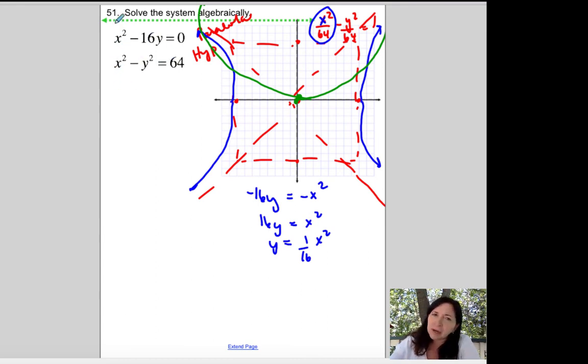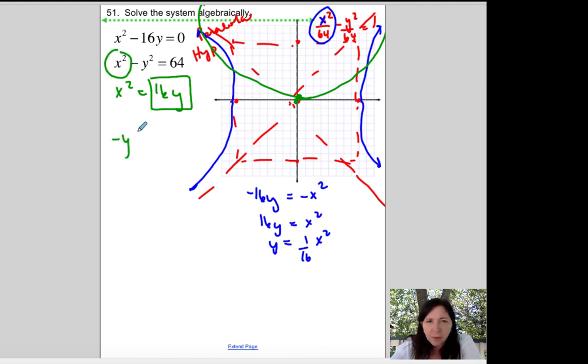I have an option. I can subtract the equations so that my x squared terms leave, or I could say x squared is equal to 16y, and then plug it into this equation. Then I would have negative y squared plus 16y minus 64 is equal to 0. I'm going to divide everything by negative 1. So I get y squared minus 16y plus 64 equals 0.